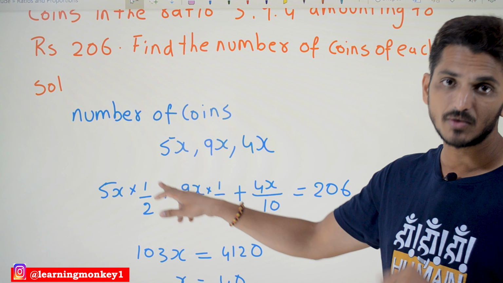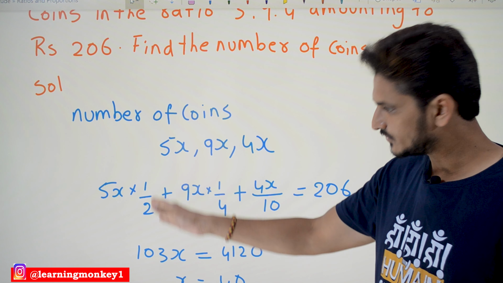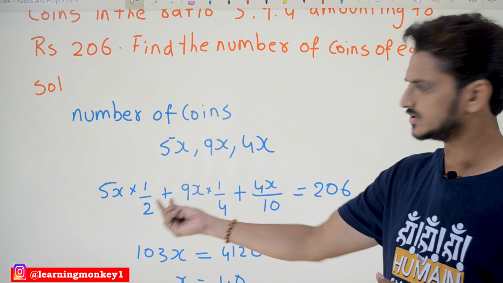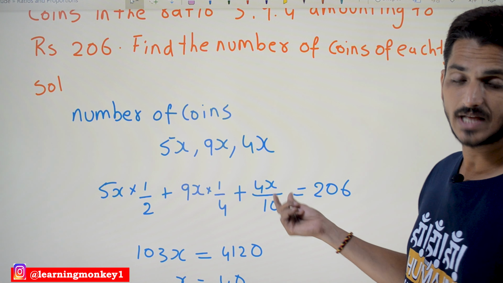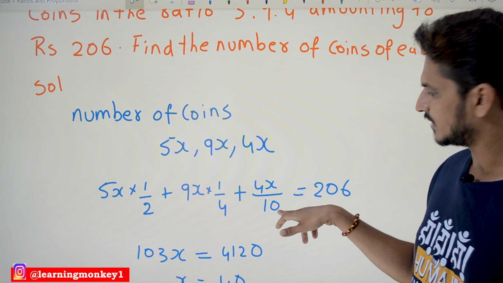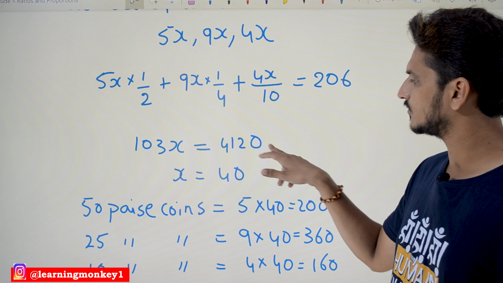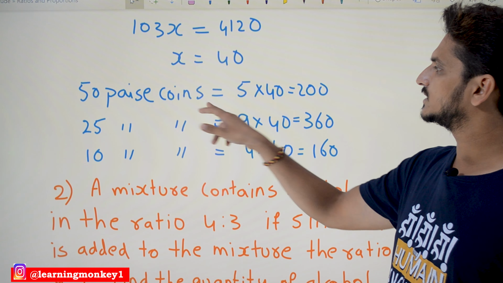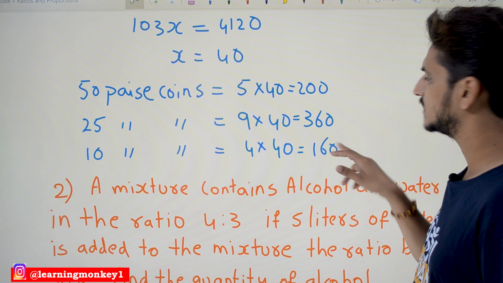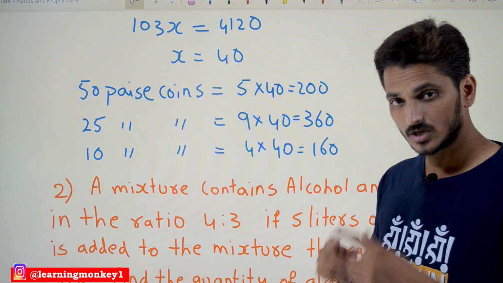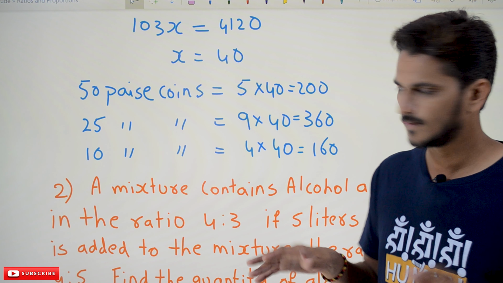5x coins multiplied by 1/2. Why multiplied by 1/2? 50 paise means half rupee. That's why. So 5x half rupee coins plus 9x quarter rupee coins plus 4x 10 paise coins. 10 paise means 1/10. So that is equal to 206. If you solve it, 103x is equal to 4120, x is equal to 40. 50 paise coins are 5 into 40 is 200, 25 paise coins are 9 into 40 is 360, 10 paise coins are 4 into 40 is 160. Around that concept, whatever the concept we discussed, all examples related to that concept only.